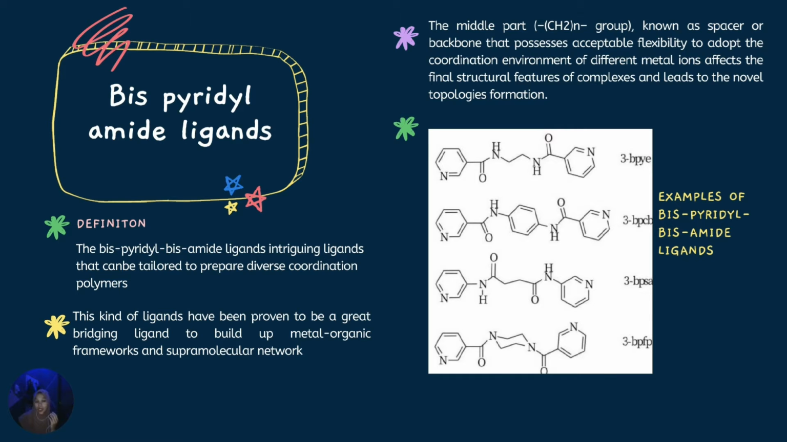This ligand contains a spacer, or we can call it a backbone or linker, which is located at the middle part of the ligand. This is an example of the bis-pyridyl bis-amide ligands. All the ligands are different in terms of the type of spacer.